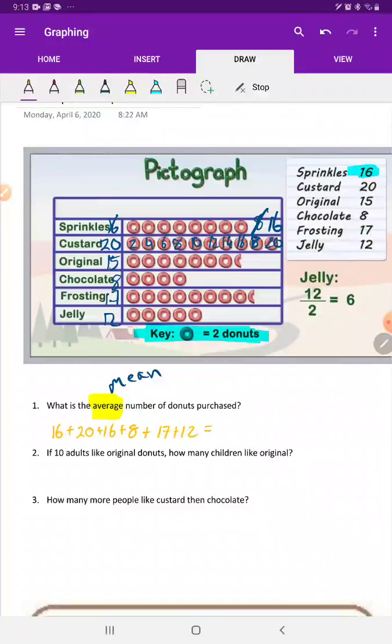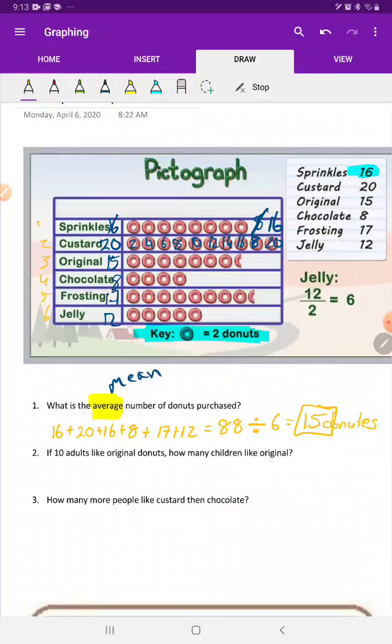And that equals 88. And then what do you have to do? You have to divide it by how many add-ins you have. So 1, 2, 3, 4, 5, 6 types of donuts. So divided by 6, this actually gives us a decimal number, but I'm just going to round it to the nearest whole number. So there's 15. The average is 15 donuts.